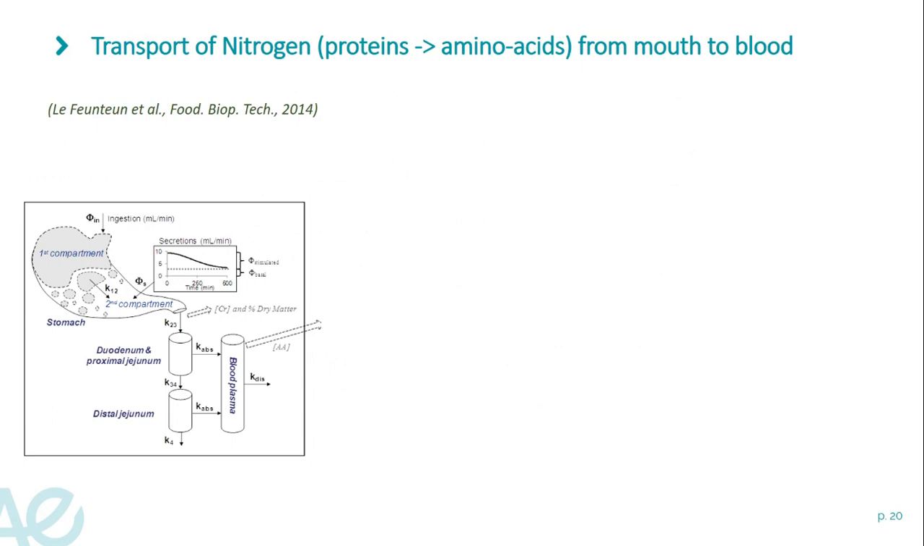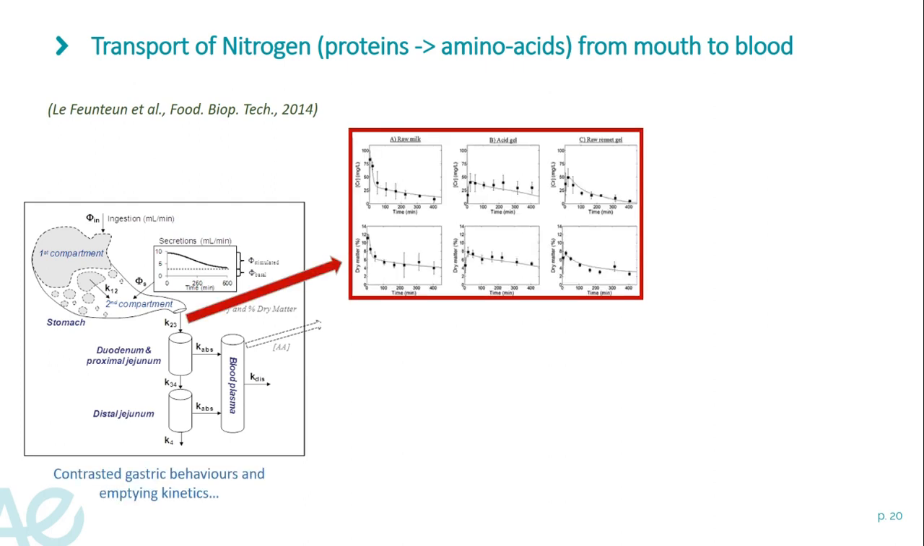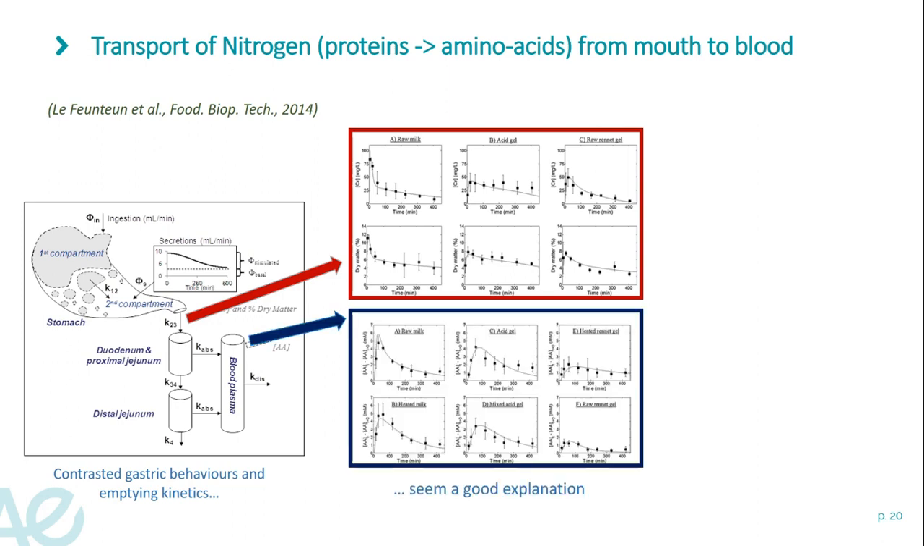Here is an example where we use this modeling strategy to simulate the transport of dairy nitrogen from mouth to blood. I will not go into the detail of the model. It is just to show you that by assuming contrasted gastric behavior of our dairy product, we could fairly simulate the nitrogen concentration at the stomach exit, and we could also fairly simulate the amino acid postprandial concentration.